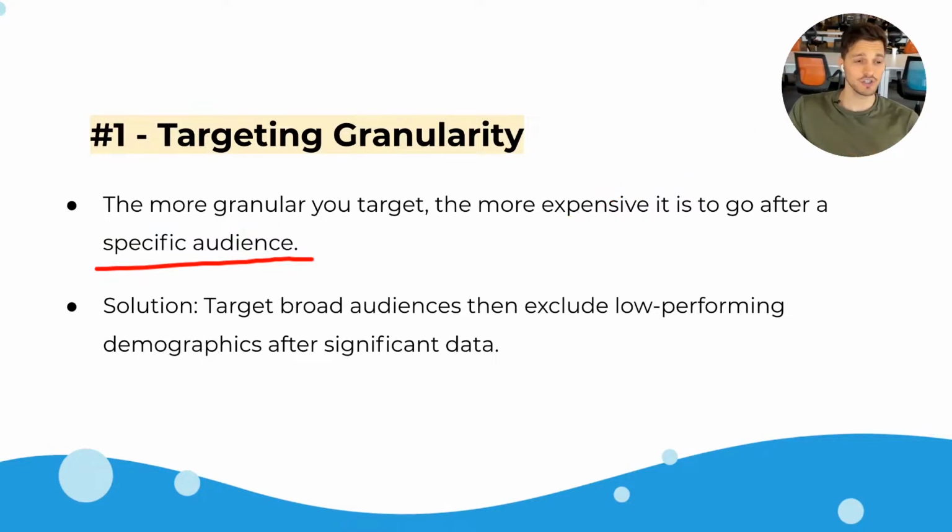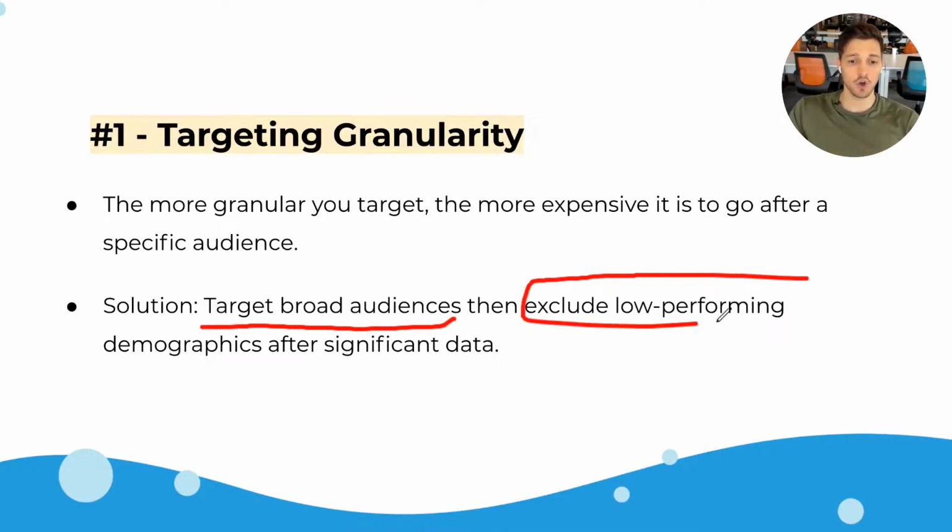So the solution to this, we found, is to actually target broad audiences and then exclude the low performing demographics after getting a significant amount of data, rather than trying to target people based on their interests up front. This is actually something we see time and time again across our software clients whenever we're trying to drive relevant traffic through Facebook ads to their site, and this is a solution that's worked pretty well for us.